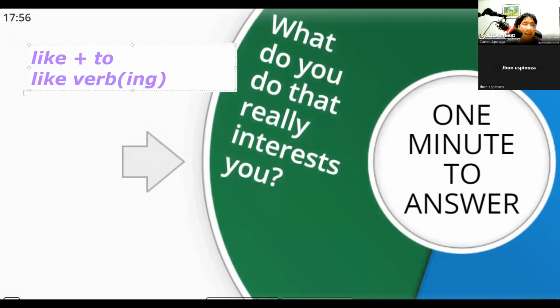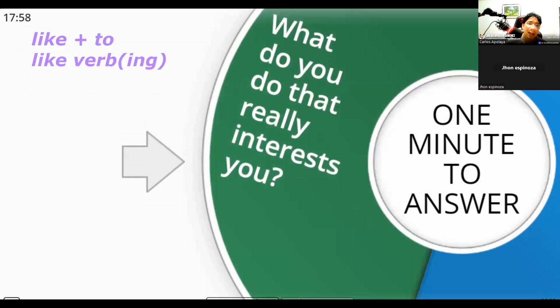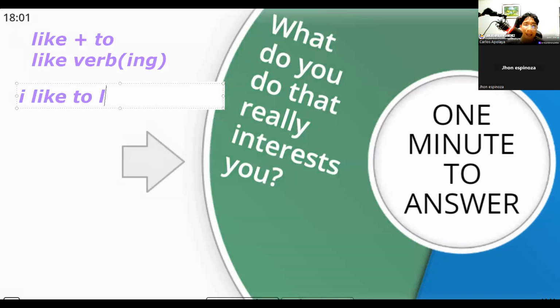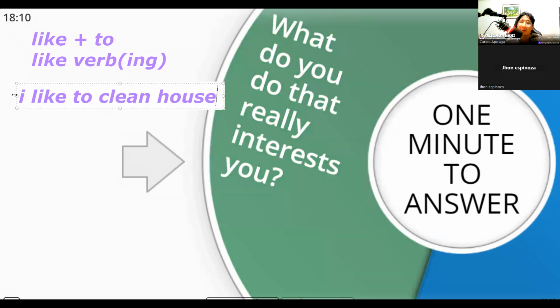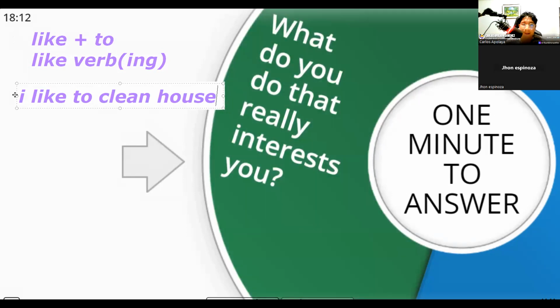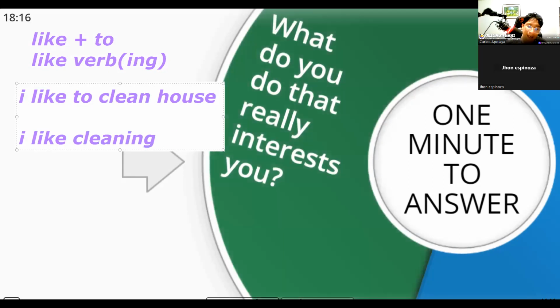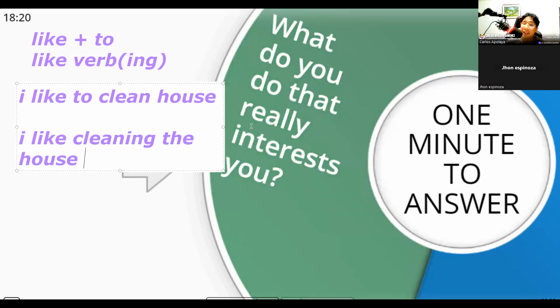Yes. But for example, if I say, I like to clean my house, it means that I clean my house every day because it's a routine for me. I like to clean, so I clean every day because for me it's a routine. You get it? Yes. But when I say I like cleaning the house, it doesn't mean that I clean my house every day. It means that whenever I clean my house, I like it.